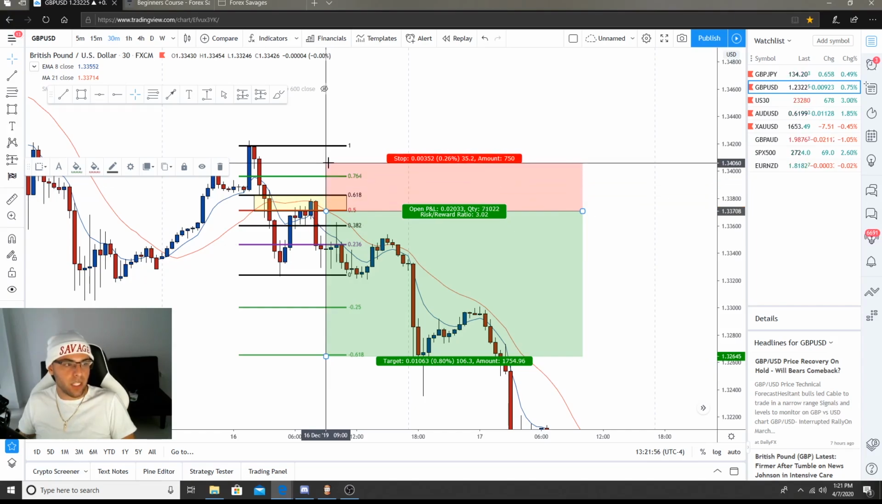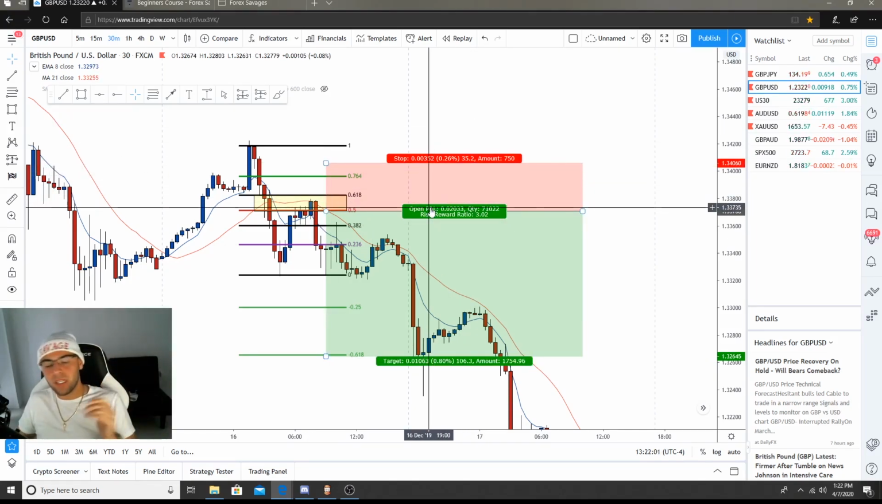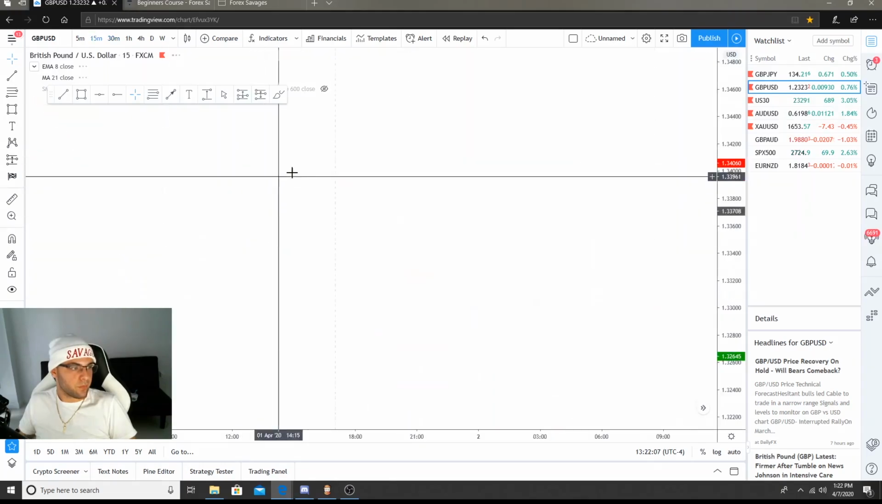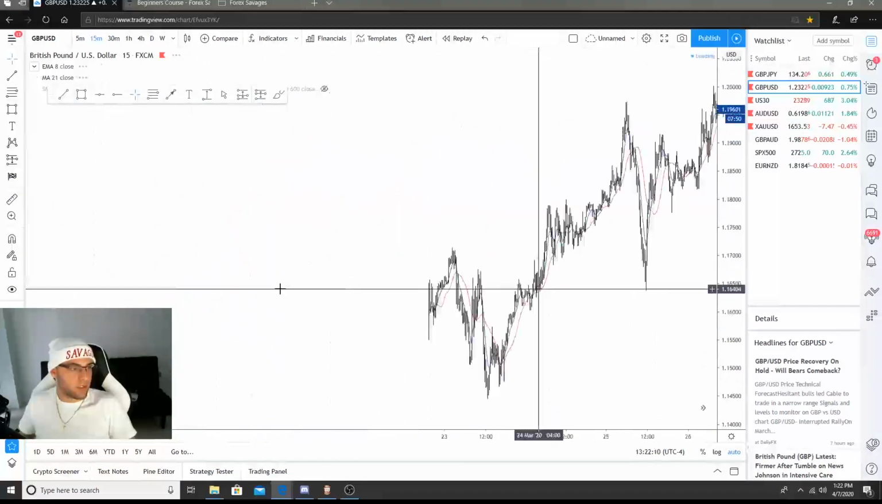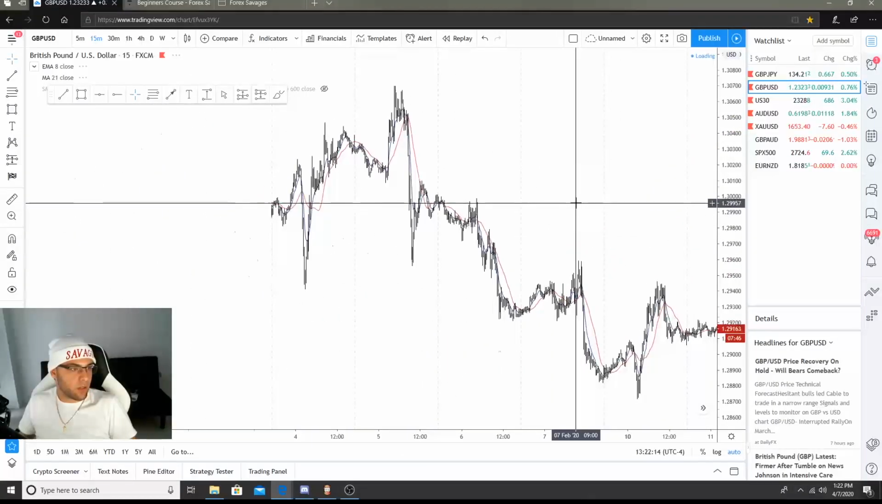So let's say we would have had our stops right here. Look at this, this was a 3 risk to reward ratio. You would have made 3 times your risk on this trade. Beautiful. So let's continue. Let's go back to December and keep going forward.